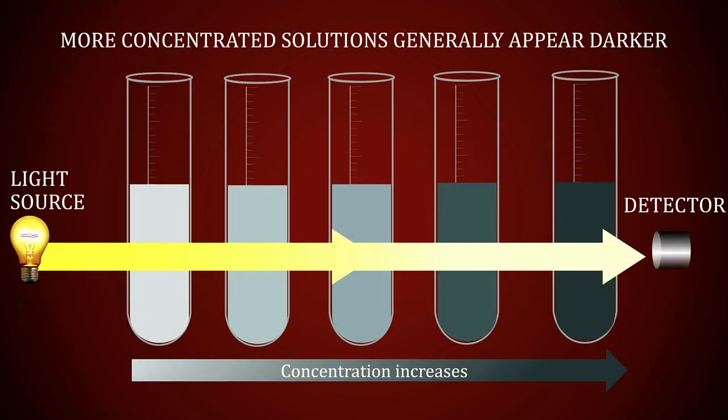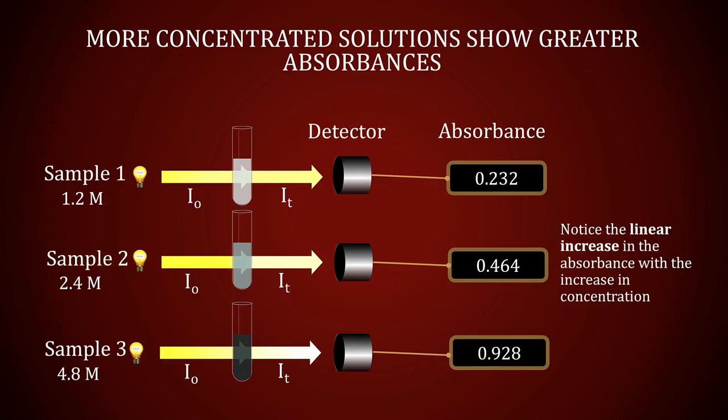This is because more particles in solution will allow less light to reach the detector as it interacts with the sample. In other words, the intensity of the light reaching the detector will be lower in solutions containing more solute particles. Note that as the concentrations of the solutions increase in the diagram, the corresponding absorbance measurements increase in a linear fashion.